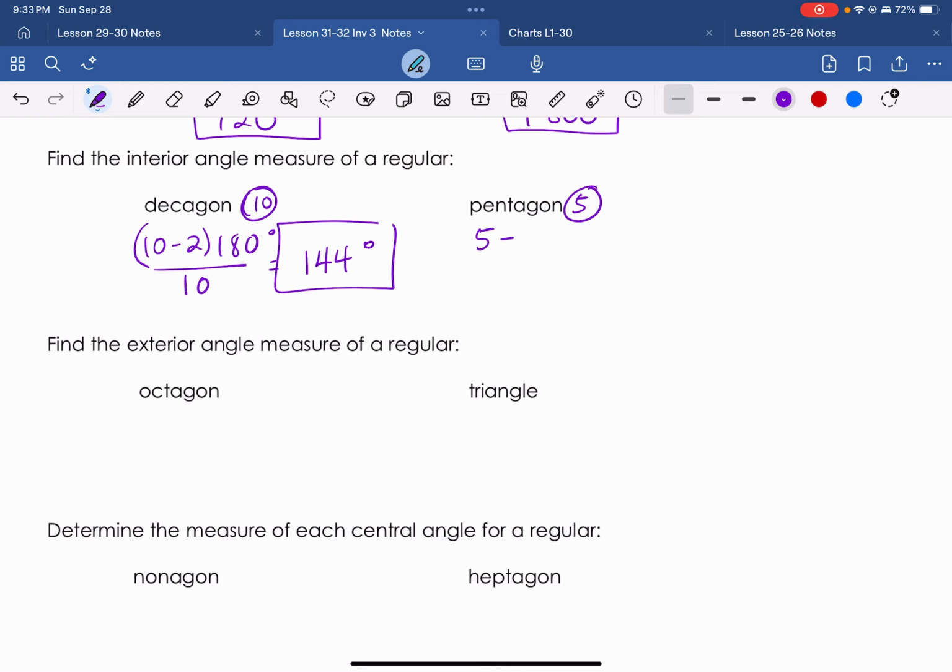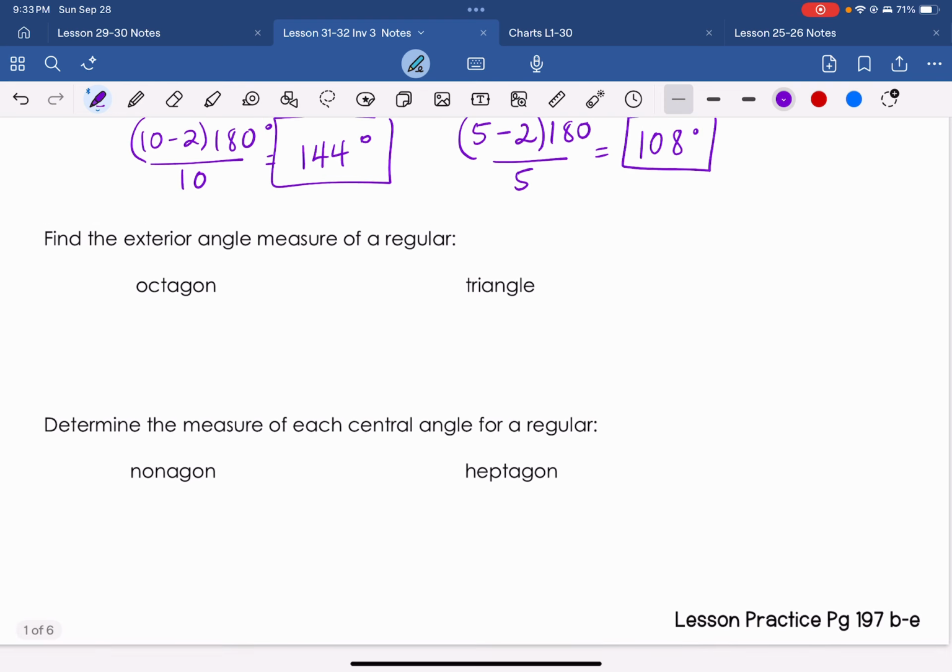Okay, you should have taken 5 minus 2 times 180 divided by 5, and that gives you 108 degrees for each angle in a pentagon.